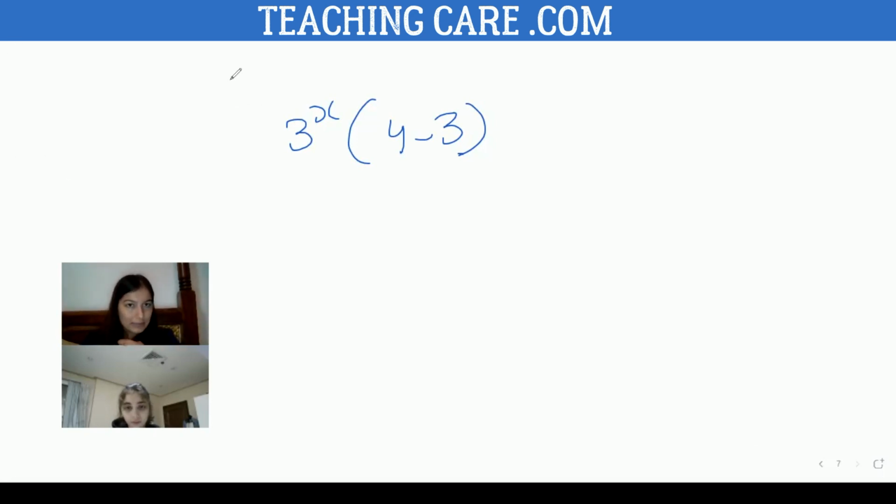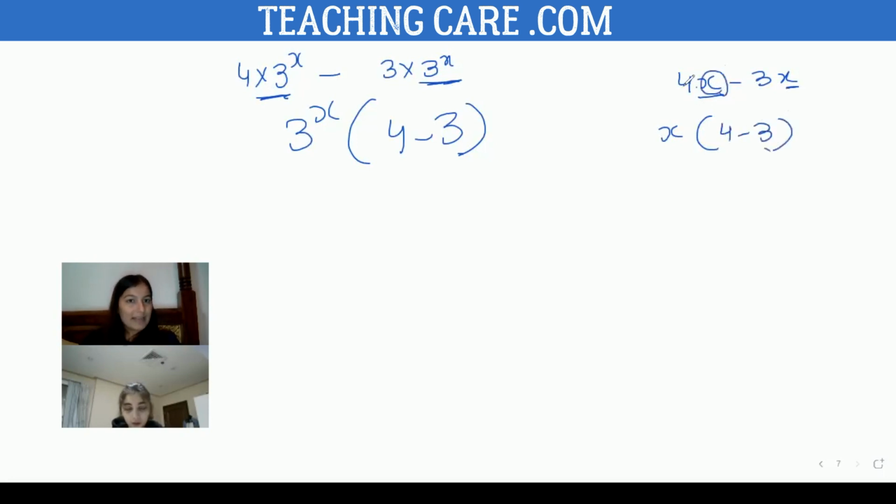We had this. See, 4 into 3 raised to power x minus 3 into 3 raised to power x. So we took 3x common from both. I'll give you a very simple example. Let's say we have 4x minus 3x. I'll take x common. And what will be left in the bracket? 4 minus 3. So here this x is nothing but 3 raised to power x. I've taken that common outside, and inside the bracket 4 minus 3 would be left. Is that what we were asking?